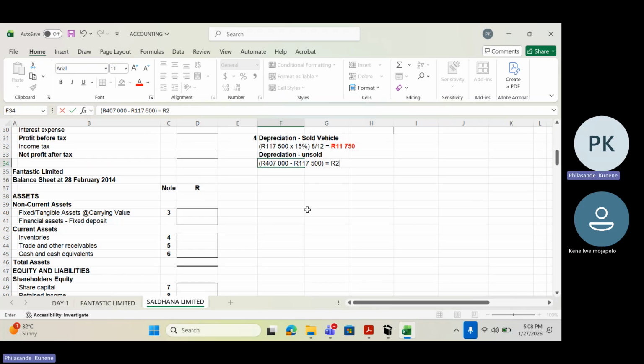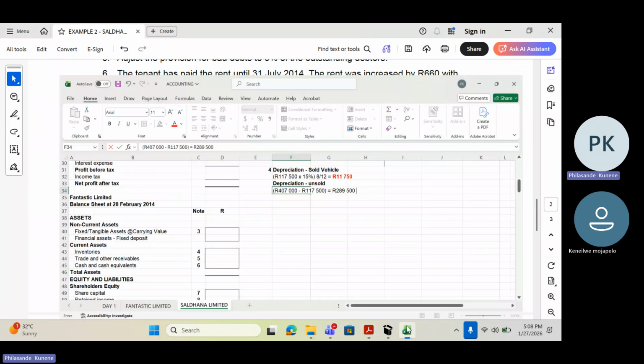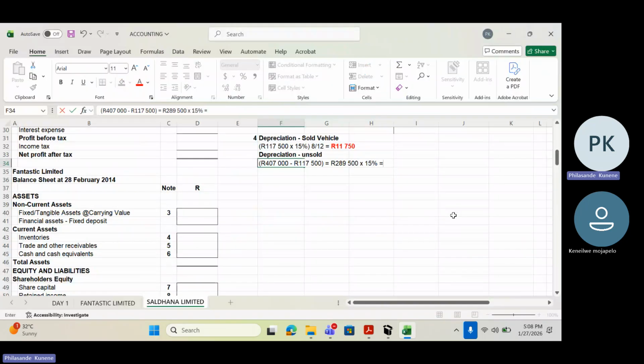289,500 rand, yes. And then what do we do after this one? We multiply by 15%. So I'll say times 15%, and then do I have to apportion this one? No, we don't have to, and the reason for that?